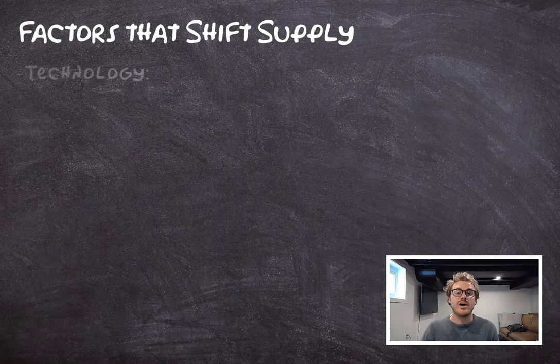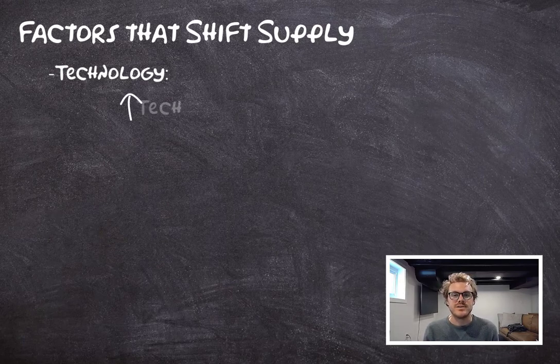So the second non-price determinant of supply is technology. And technology is going to work just like you'd expect it to. Improvements in technology are going to make it cheaper to produce goods, which means that firms are willing to supply more of the good at each price. So improvements in technology are going to shift the supply curve to the right. If for some crazy reason the technology got worse, that's going to shift the supply curve to the left.